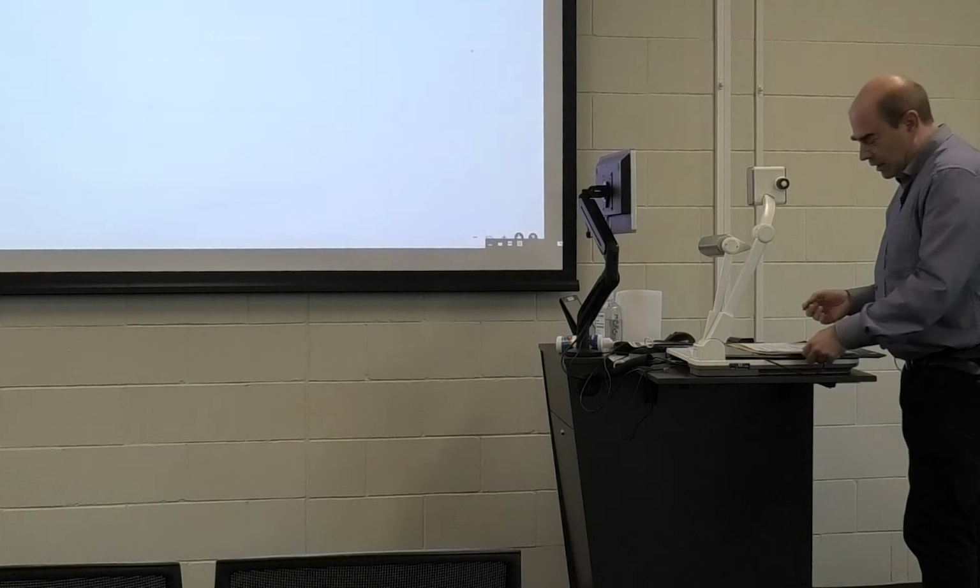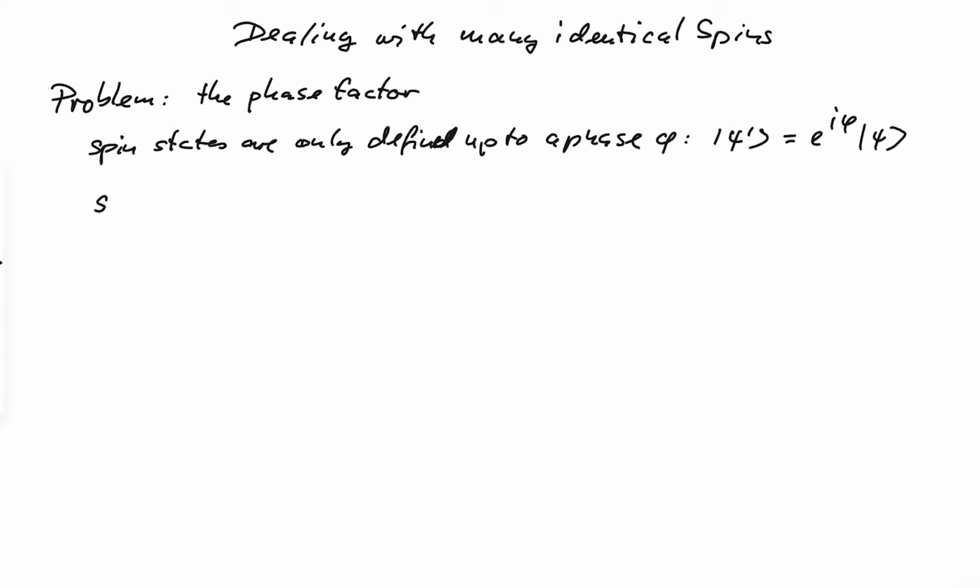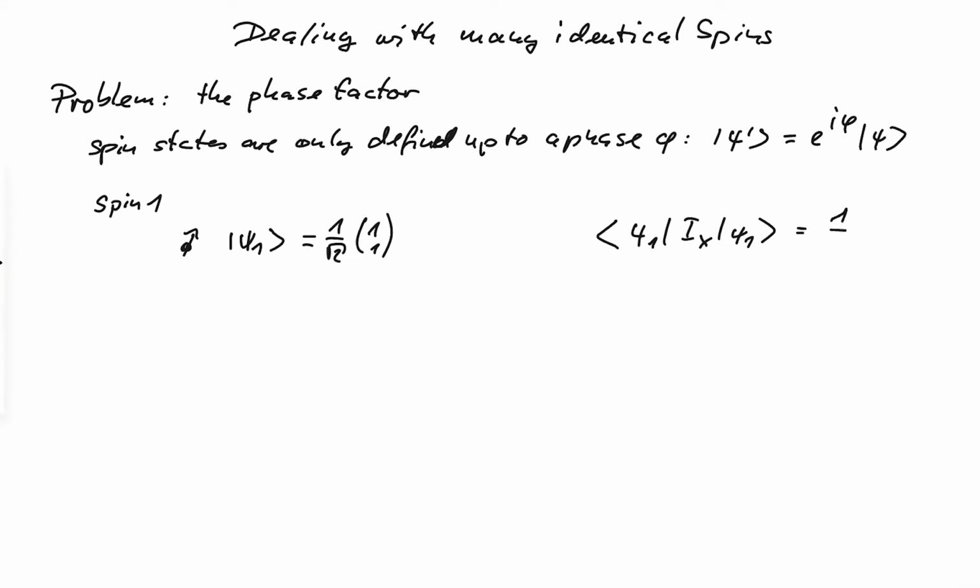And why does this lead to a problem? Well, we look at two spins, for example. We have here spin one, one particle, which has the wave function psi1, which, for example, we describe as 1 over square root of 2, (1, 1). So that would be the x state. When we look at any expectation value, psi1, Ix, psi1, then this simply will give the result 1/2, as you would like.